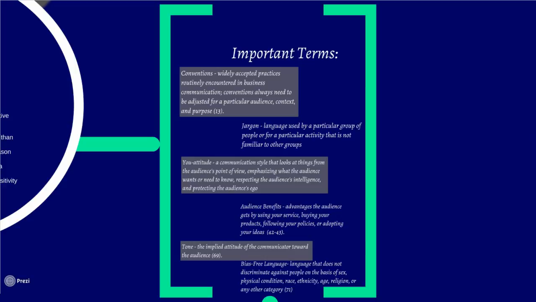Typically, you want to avoid jargon. This is language used by a particular group of people for a particular activity. We run into this in business quite a bit. For example, if I'm an environmental consultant, the environmental field is riddled with acronyms that everybody within the field knows pretty well. It's almost like a second language.